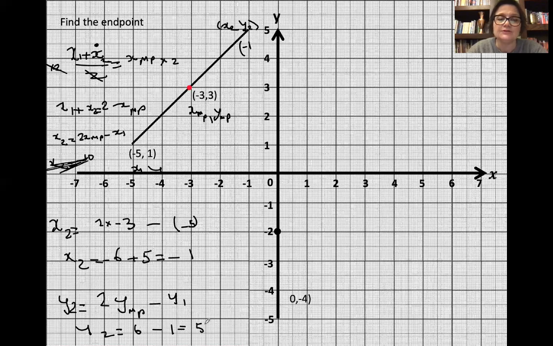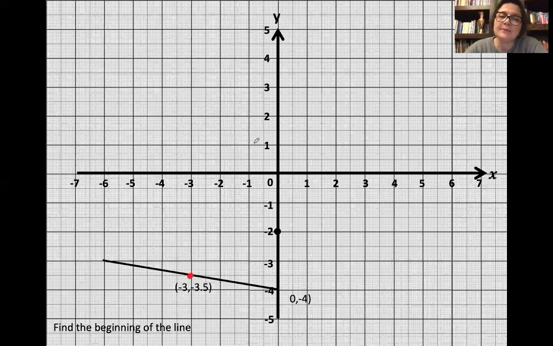So the coordinates of the end point are going to be minus 1 and 5. Let's label it. So this is the end point. We put it here as well, and then we check on the graph. Does it make sense? Yeah, minus 1 and 5. So this is the strategy you follow.